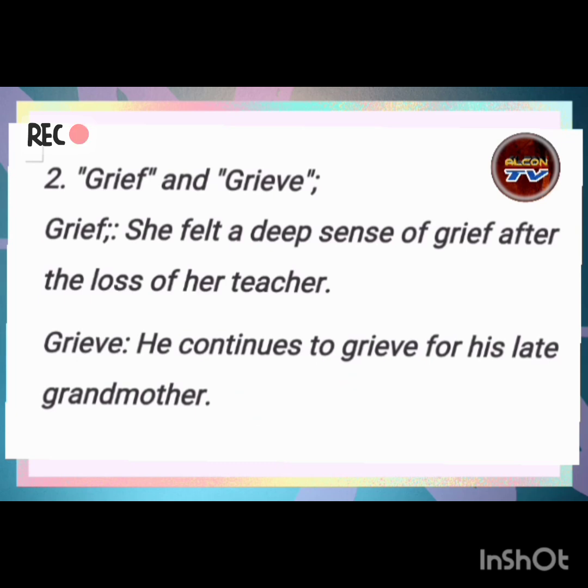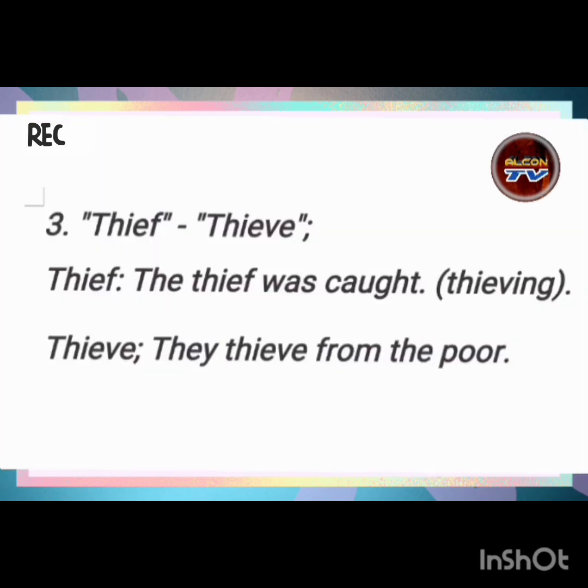The third example, you can have thief, and then you have thieve. Now thief: The thief was caught. If you like, you can string it in one sentence. You can say the thief was caught thieving. But if you just have it as the thief was caught, that's for thief, ending in F. So when you have it ending in VE, you now say: They thieve from the poor.